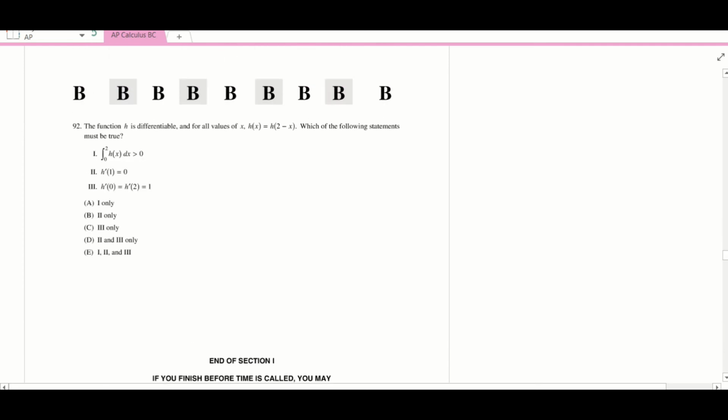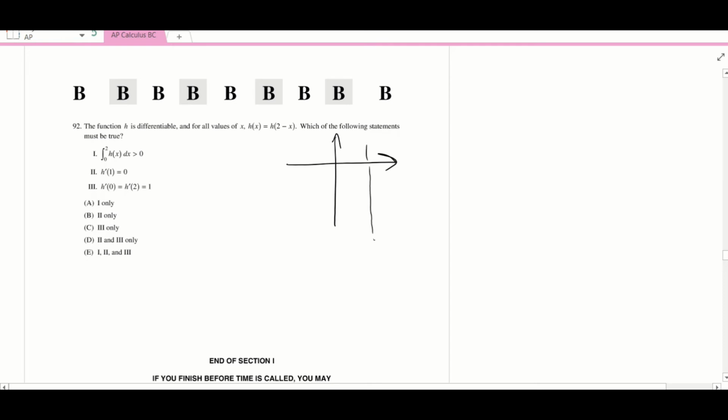The function h is differentiable, and for all values of x, h of x equals h of 2 minus x. Which of the following statements must be true? Number 1, the integral from 0 to 2 of h of x dx is greater than 0. Well, okay, first of all, if h of x is equal to h of 2 minus x, that means it's mirrored around x equals 1, right?